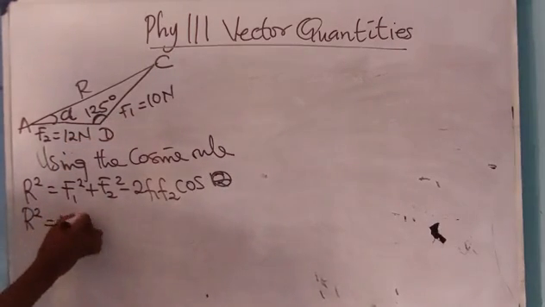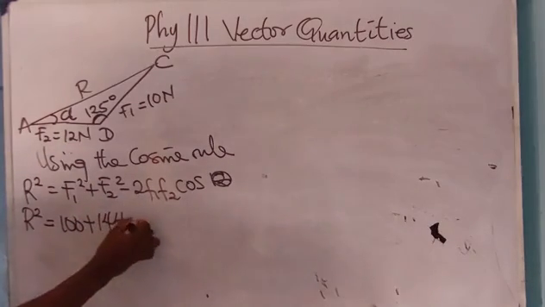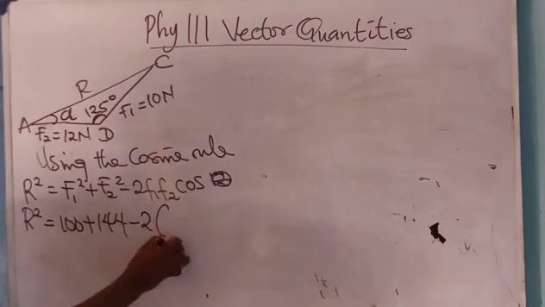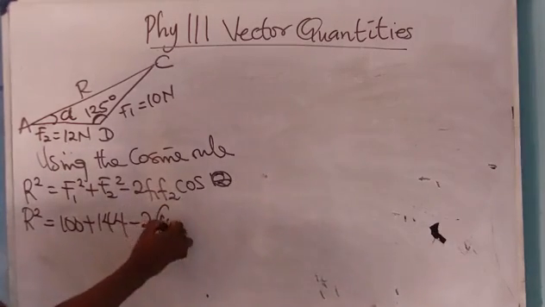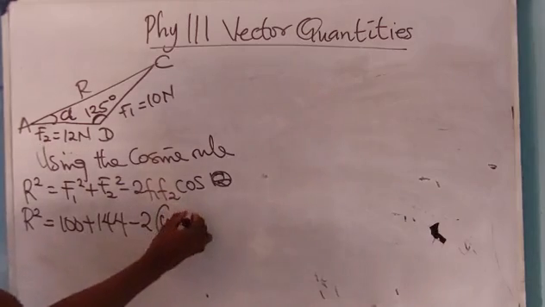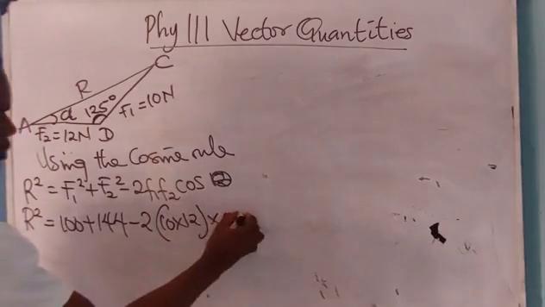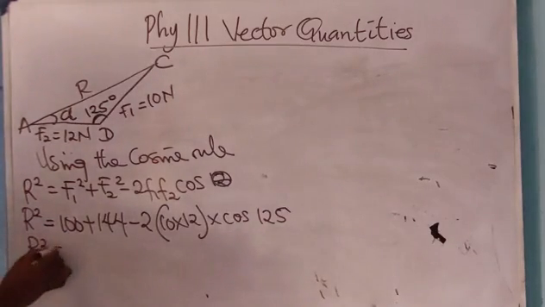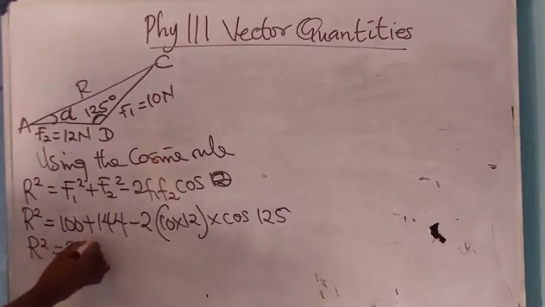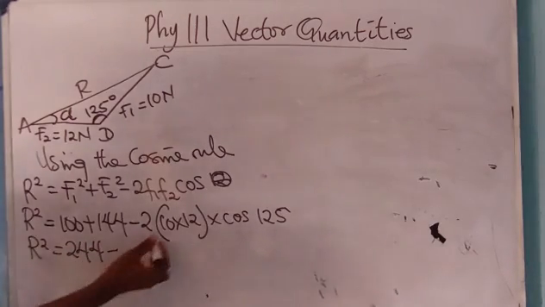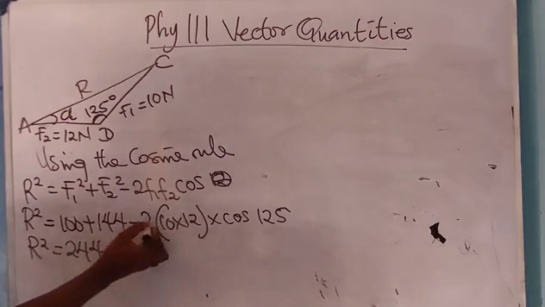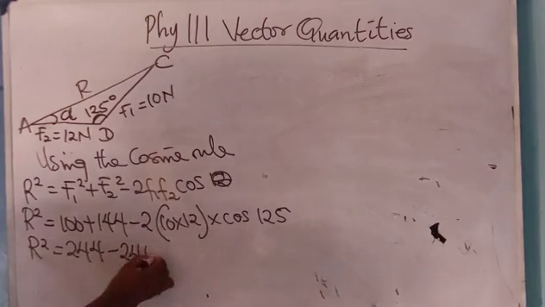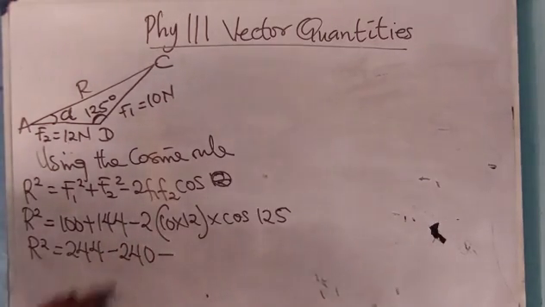Let us not waste our time. Then this one is what? 12 squared. 12 squared is what? 144, minus 2 open brackets, F1 is 10 times F2, which is 12, then times cos 125. Then R squared equals, this plus this is 244, minus this times this is 120. 120 times 2 is what? 240. Then minus cos 125.